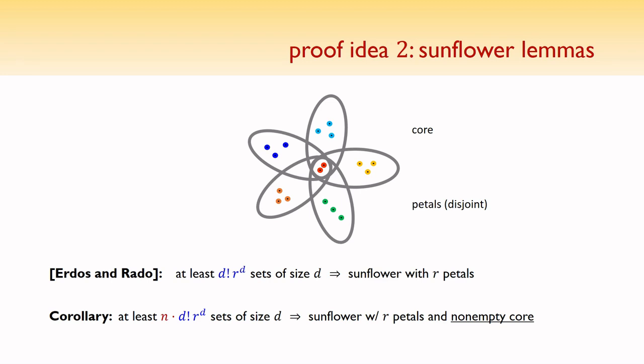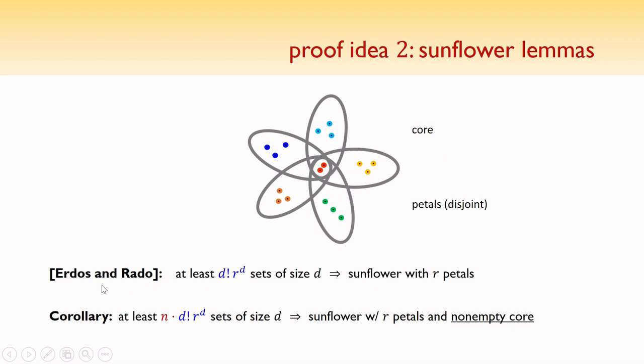So our second idea is sunflower lemmas, which dates back to Erdős and Rado. So what is a sunflower? It's composed of a core, which may be empty, and a set of petals. These petals are disjoint over different petals, and each petal is also disjoint with the core.